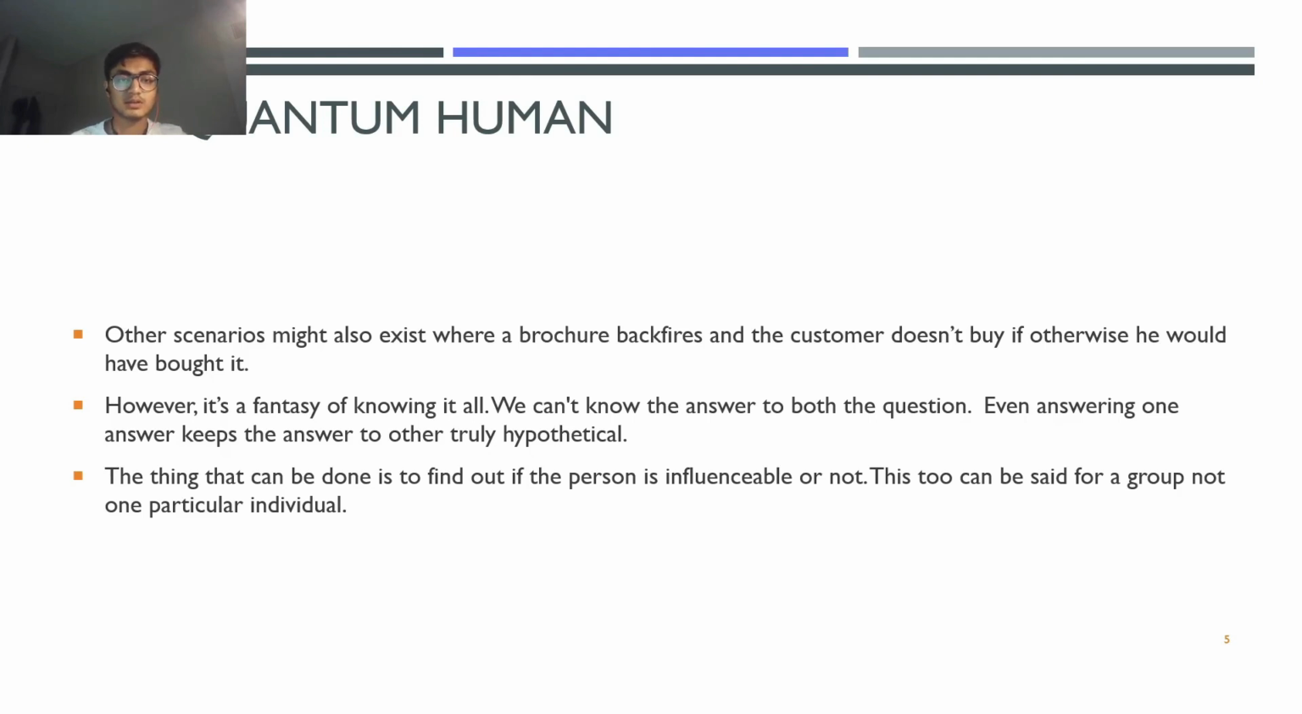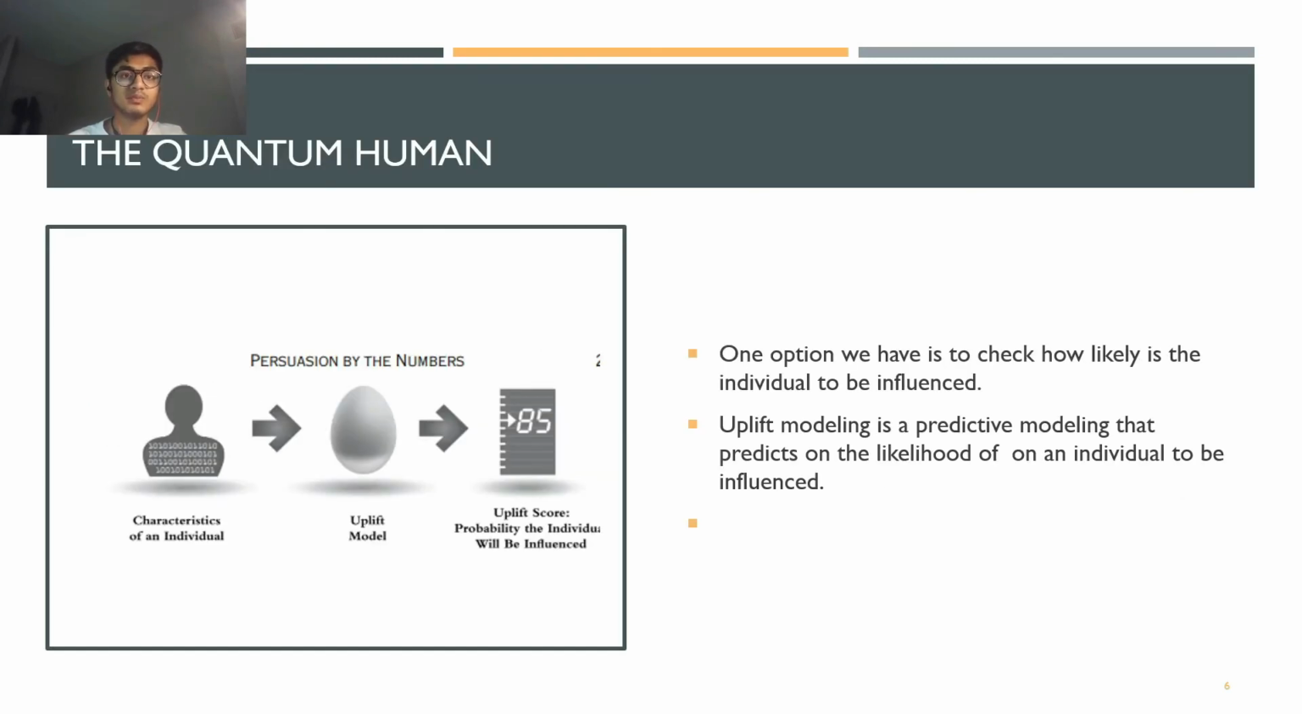However, it's a fantasy of knowing it all. We don't know the answer to both of the questions, and we don't know what the customer is thinking, so it's quite unpredictable. One option is to check how likely the individual is to be influenced. Uplift modeling is a predictive modeling that predicts the likelihood of an individual being influenced.